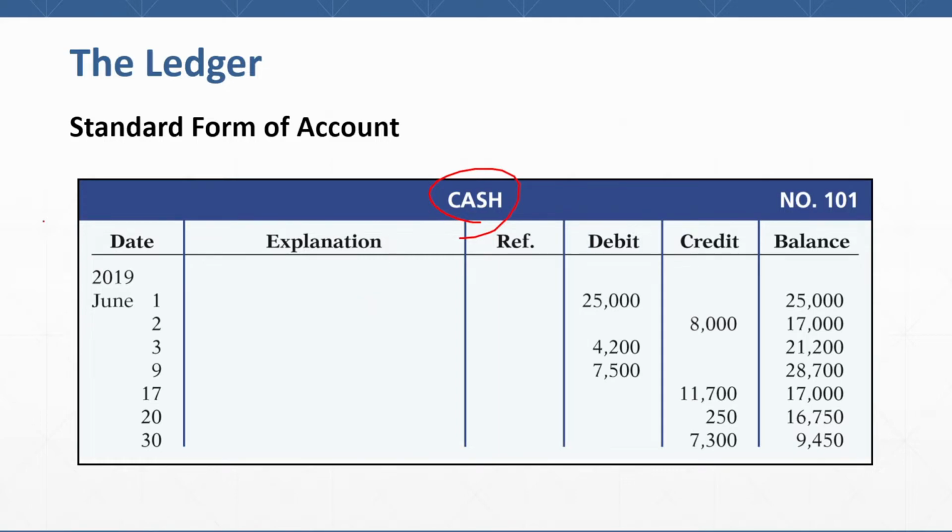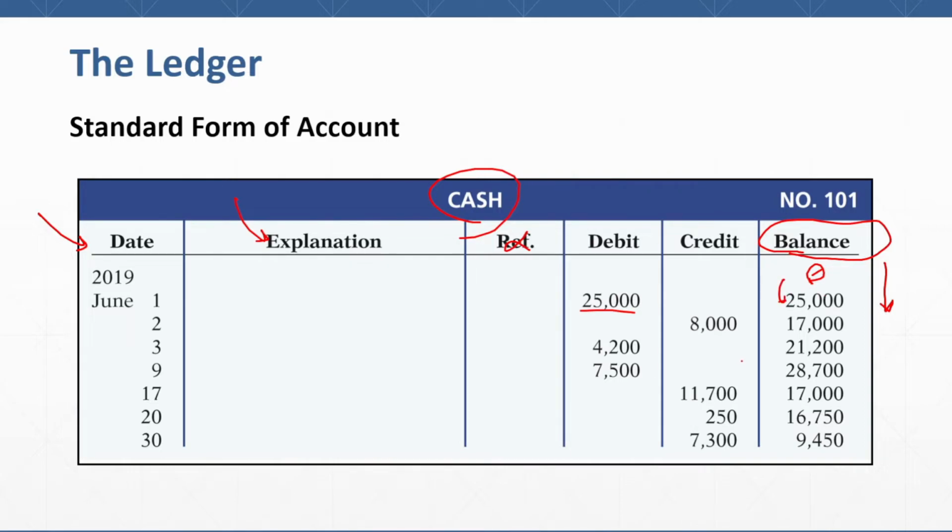Of course, the first column is date, then the explanation. What is this transaction for? Forget the reference for now. And then debit, credit. And then we do have a new column here called balance. This is a moving balance. It's a rolling balance. It changes based on each transaction as we move on. So initially we didn't have any balance, and then we debited cash $25,000. So our balance went up $25,000.